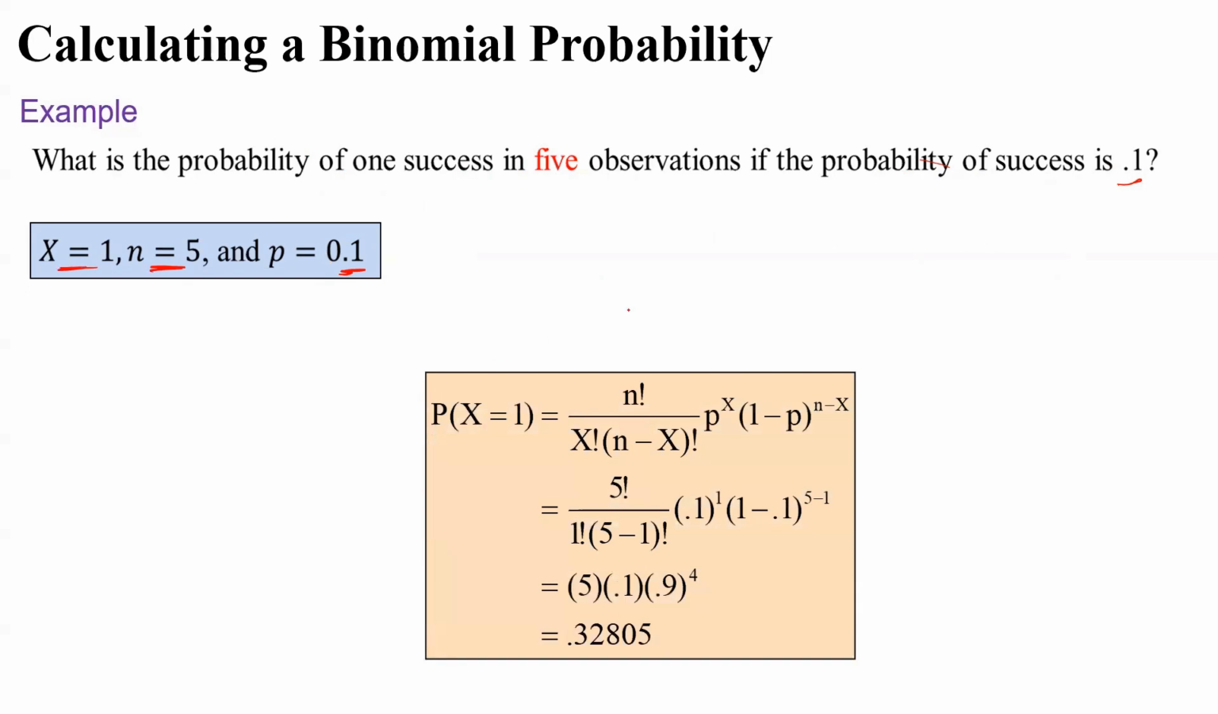So you just write that in there and use the formula. When x equals 1, use the formula I just showed you, and substitute everything. Then we get 0.32805, which means the probability of one success in 5 observations is about 32.8%. Okay, so that is your interpretation.